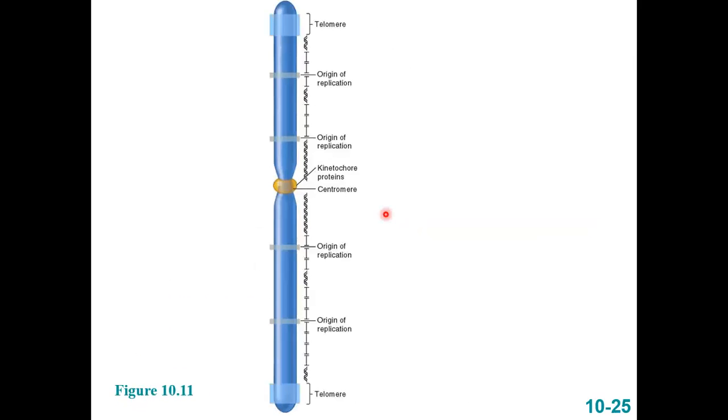This is the chromosome. Here you can see these edges, which are known as the telomeres. And this is the center, which is the centromere, and this is the origin of replication. And in between the origin of replication and the telomeres, genes are spread.